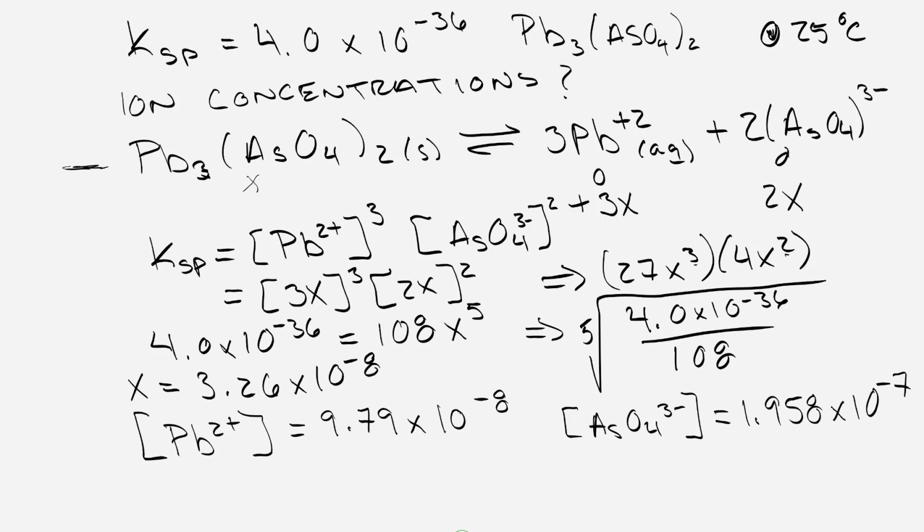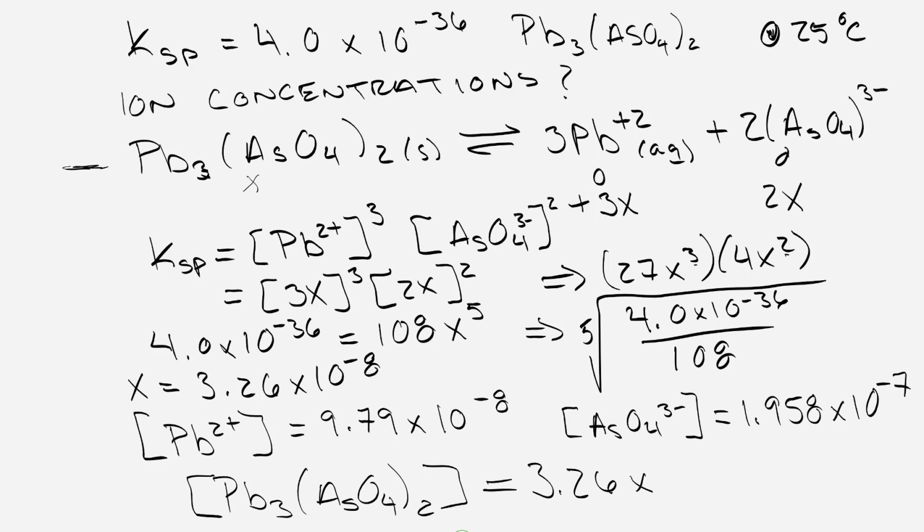So my molar concentration here, or molar solubility rather, is going to be x, Pb3(AsO4)2 equals 3.26 times 10 to the negative 8 molar. And there you go.